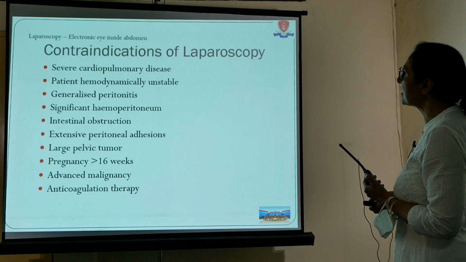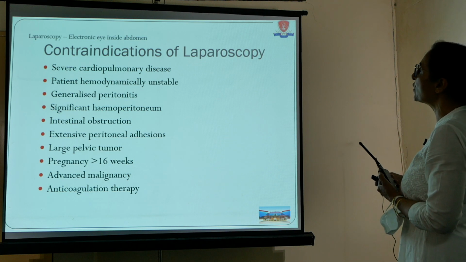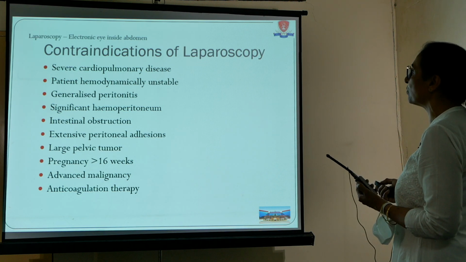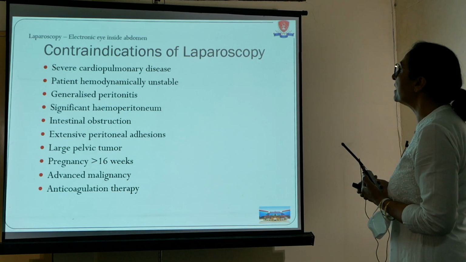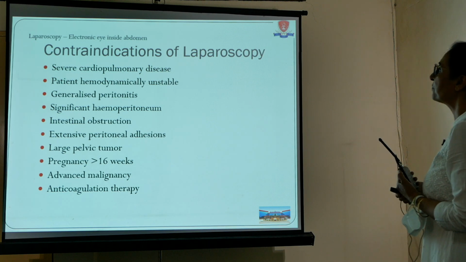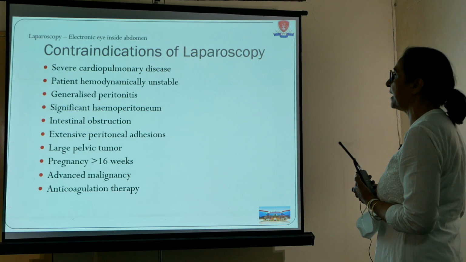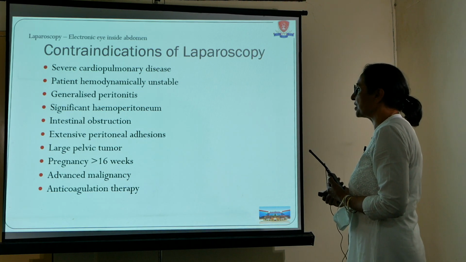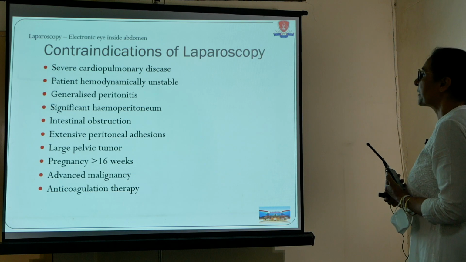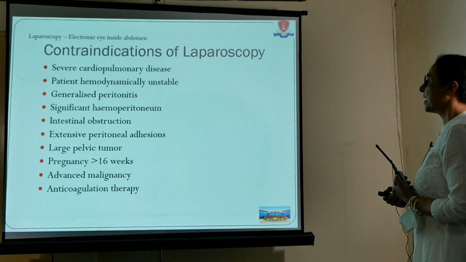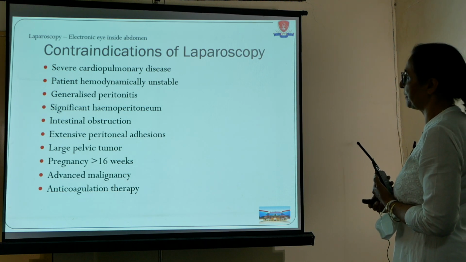So these are the contraindications in which we should refuse laparoscopy: severe cardiopulmonary disease, because we are using the pneumoperitoneum, it can create further problems; if the patient is hemodynamically unstable, if she has generalized peritonitis, if significant hemoperitoneum is there, if she has intestinal obstruction, extensive peritoneal adhesions, large pelvic tumor, pregnancy more than 16 weeks, advanced malignancy, and if the patient is on anticoagulation therapy.